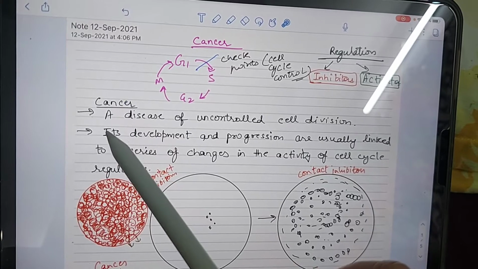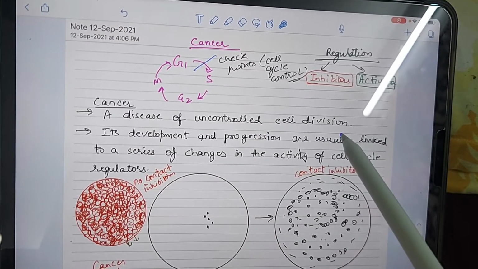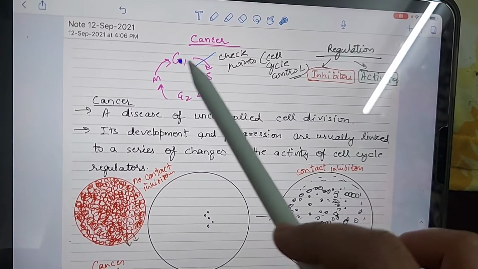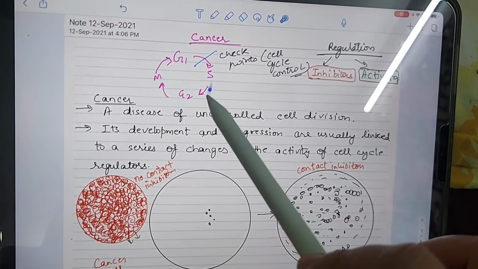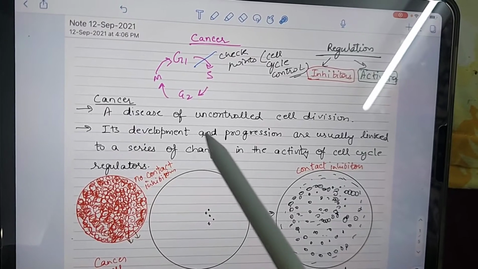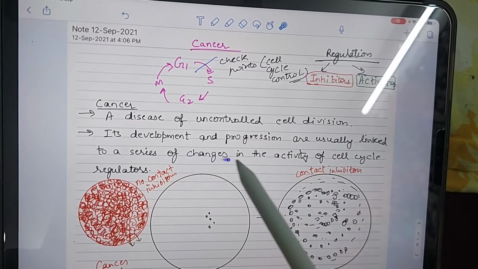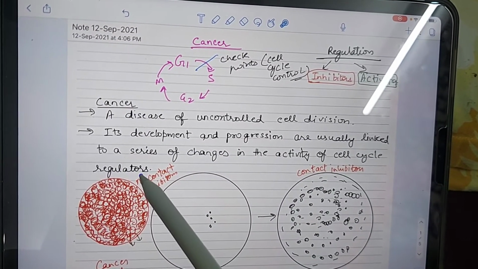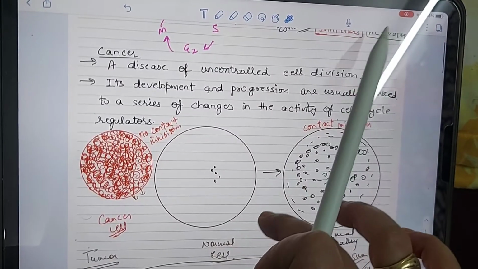So what is cancer? It's a disease of uncontrolled cell division. Uncontrolled cell division means cells will keep on growing. They'll keep on growing irrespective of whether they have been regulated or not. So now its development and progression are usually linked to a series of changes in the activity of cell cycle regulators. See here you can see the difference.